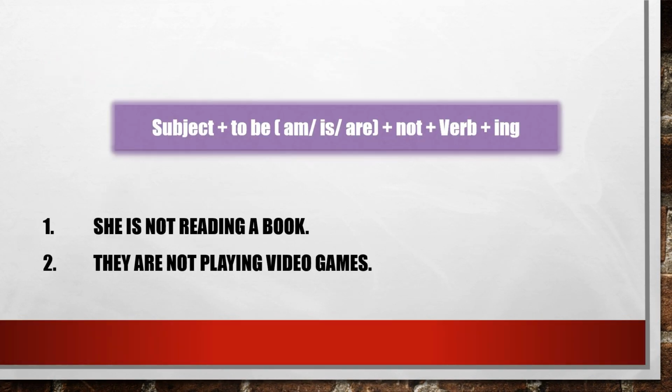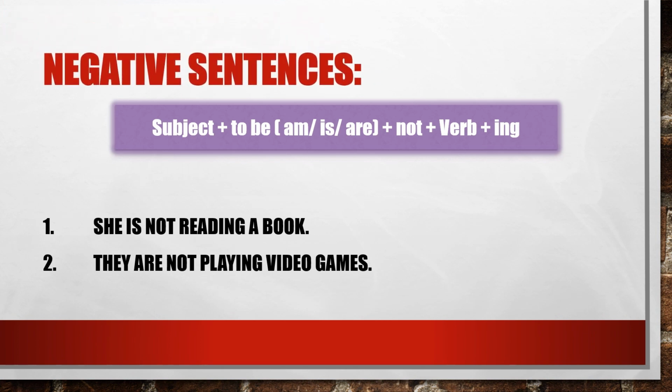Negative sentences. Negative sentences in this tense involve adding "not" after the form of "to be". Here are a couple of examples. She is not reading a book. They are not playing video games.